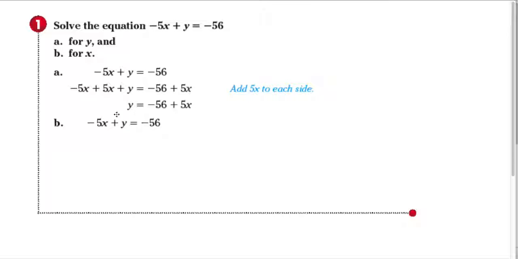Now let's solve for x this time. Again, copy the problem, negative 5x plus y equals negative 56. We want to isolate x. That means we need to undo y and we need to undo negative 5.